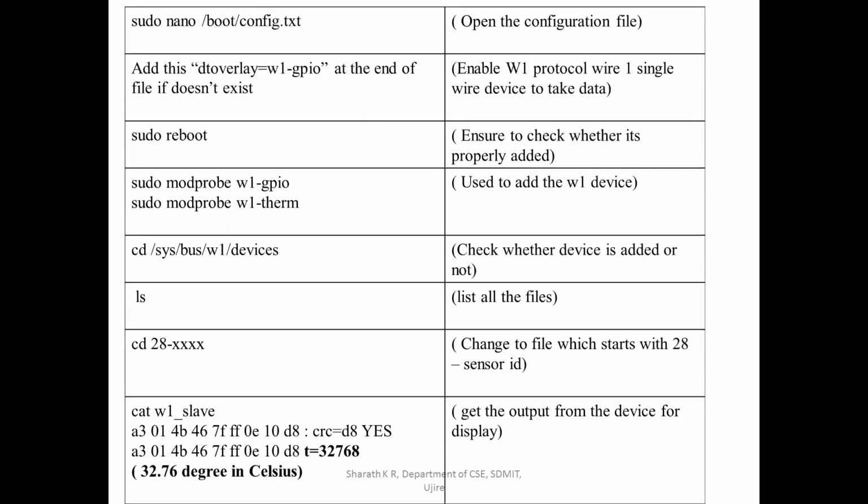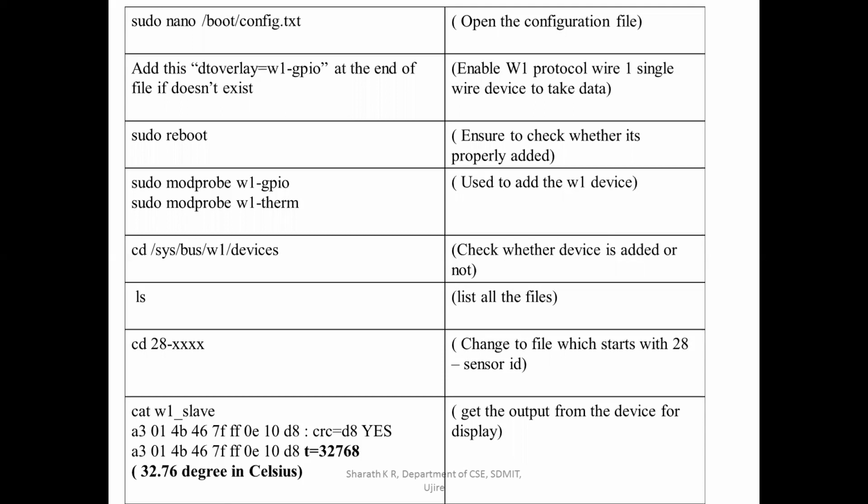Initially, we have to configure the configuration file, and this can be done by writing the command sudo nano /boot/config.txt. So opening the configuration file in the superuser mode, we can open the configuration file, and once it is opened, you have to add this particular line, which is dtoverlay=w1-gpio. This statement has to be added at the end of the configuration file which we have opened, which ensures that the W1 protocol would be enabled.